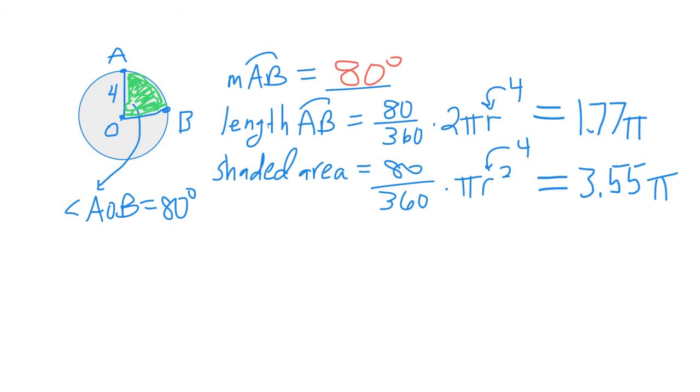Now I could do this as before, where I do 80 divided by 360 times 2 times 4 and just slap my pi on the end. Same here, 80 divided by 360 times 4 squared, and slap the pi on the end. But this time, because my number in the front is already a decimal number, I think I'm actually going to multiply 1.77 times 3.14 and make one decimal number. So if it's a whole number, like 16 pi, I'll leave it. But if it's 1.77 pi, I'm going to multiply those together.